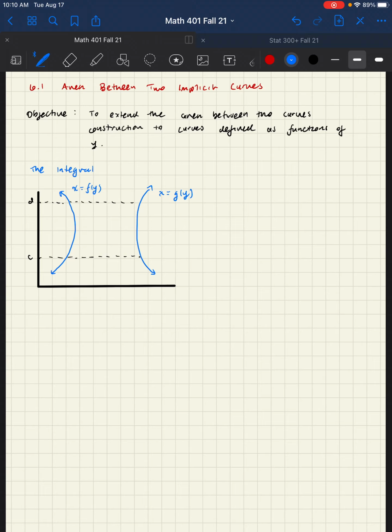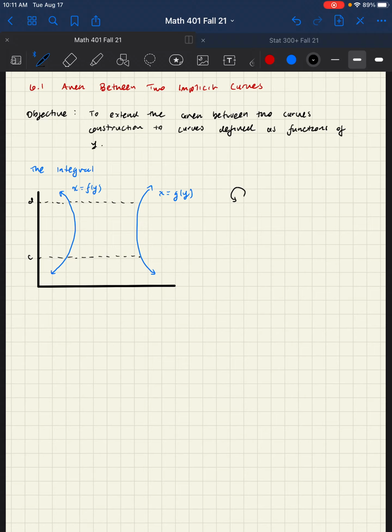So here I have a graph of an example where we have two curves that are not defined by functions of x, they're defined by functions of y. So that's why we write them as x equals f of y, x equals g of y. And this area that we're talking about may be bounded by, instead of left and right endpoints, upper and lower endpoints. So slightly different. It may help if you tilt your view and look at things sideways.